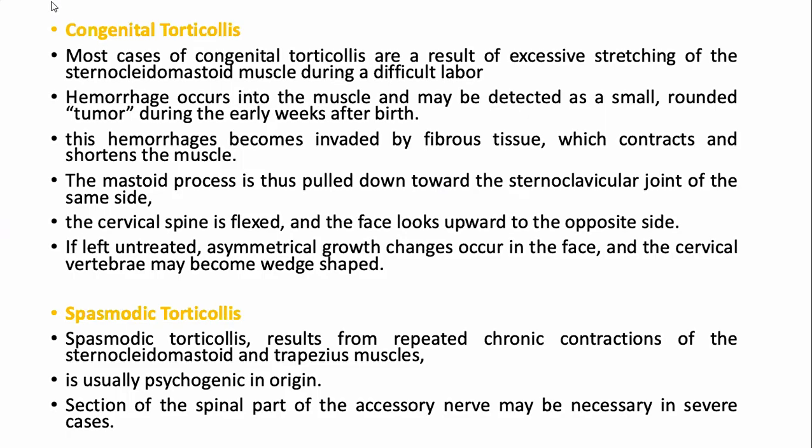Spasmodic torticollis results from repeated contractions of the sternocleidomastoid and trapezius muscles. It is usually psychogenic in origin. Sometimes sectioning of the spinal part of the accessory nerve may be necessary in severe cases. I think that's the last slide.